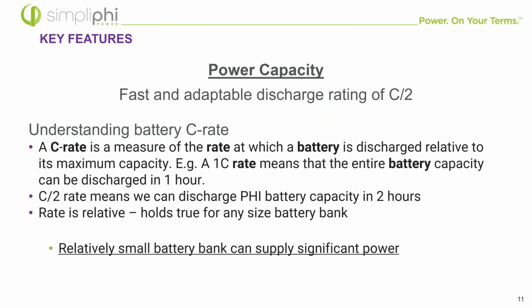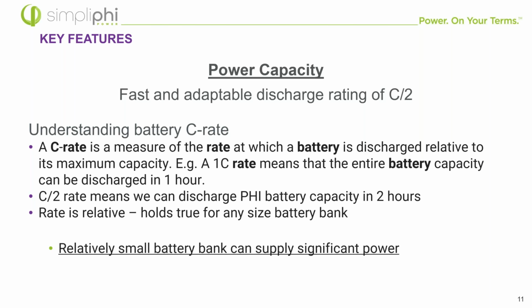So some of the key features of the batteries, as far as getting into the deeper stuff here: power capacity is definitely a big advantage when it comes to the SimpliPhi battery. What I'm talking about there is a fast and adaptable discharge and charge rating of C/2. So for anyone that's a little shaky on C ratings, a C rating is just a measure of the rate at which a battery is discharged or charged relative to its maximum capacity. So with the C/2 rate, we're saying that if you have a 3.5 kilowatt hour battery from us, you can discharge 1.75 kilowatts per hour up to 2 hours. So basically half the battery's capacity, continuous.